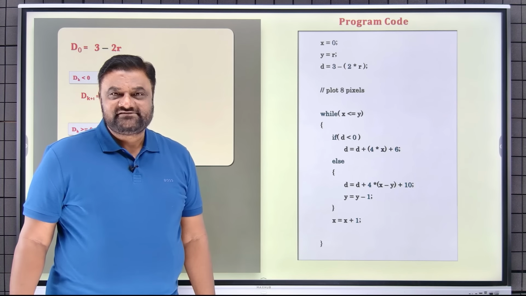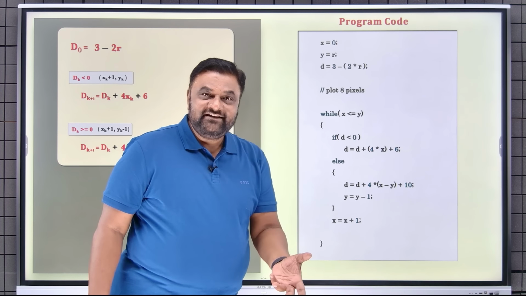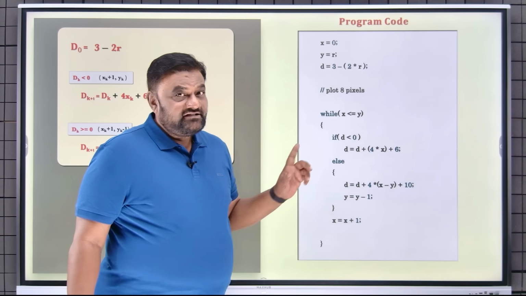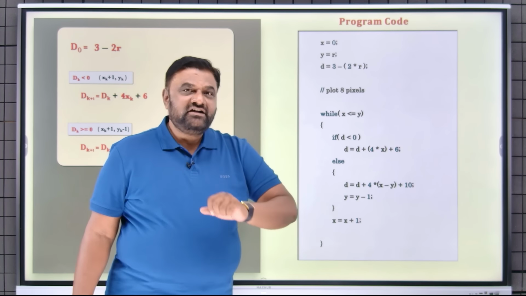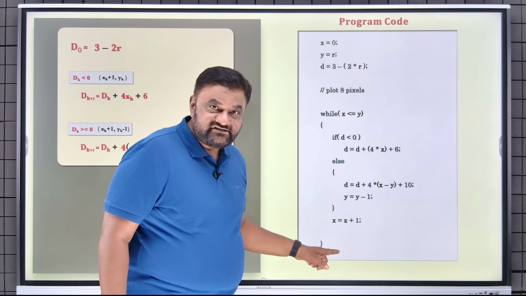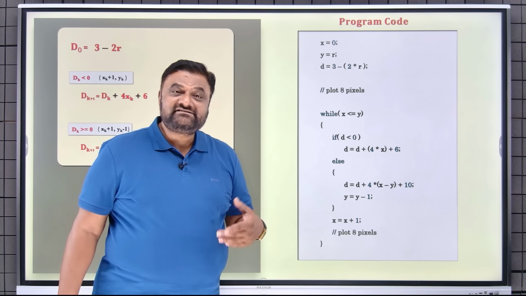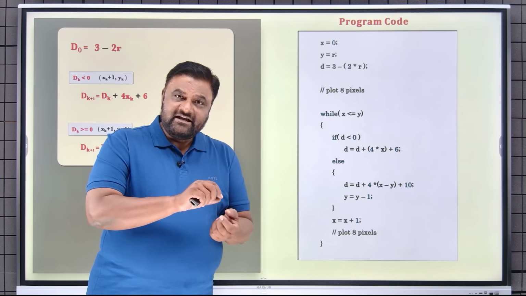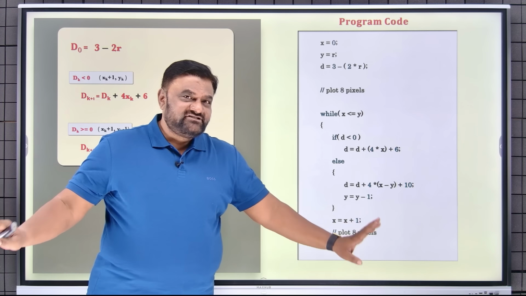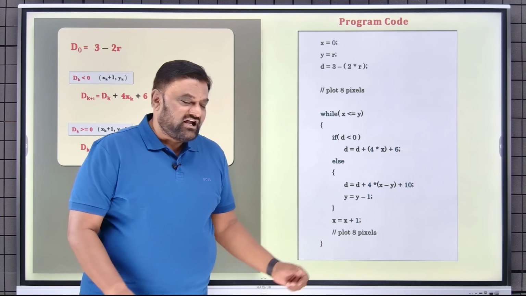Increment x. One thing to observe: first we modify the decision variable, then we modify x and y. Anyway, now we have to put the pixels. Put 8 pixels. This loop will repeat as long as x is less than or equal to y, and every time it changes the decision variable and decides the value of y. x is always incrementing, and it puts 8 pixels. So that's it, you have a program code.